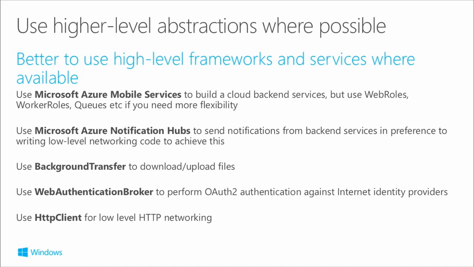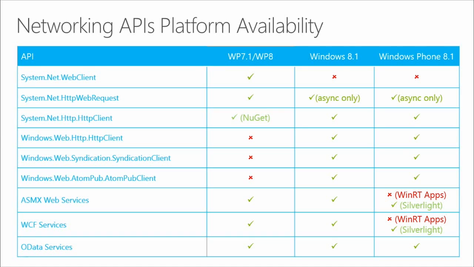Web Authentication Broker is a great component we're giving you in this release, which makes it easy to do OAuth 2 authentication against internet social networks. And the HTTP client is there, and it's a really rich API for when you need to make those direct calls. This is a complicated table of all of the different APIs we've got.